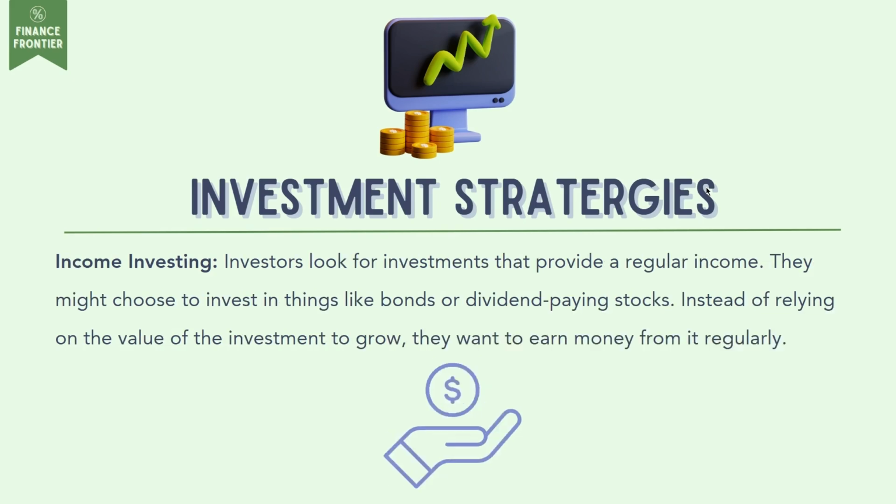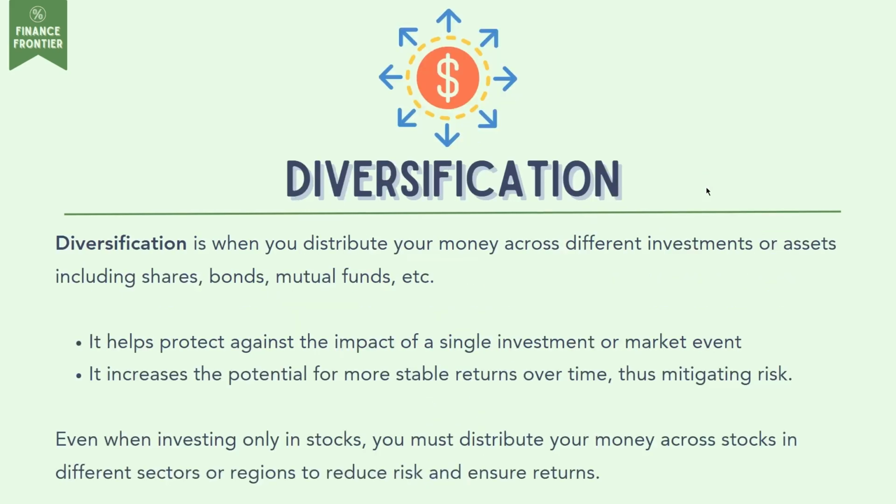Lastly, we have income investing. Investors look for investments that provide a regular income. So you might choose to invest in things like bonds or dividend-paying stocks, which again we've spoken about in our second video called the types of investments. So instead of relying on the value of the investment to grow, they want to earn money from it regularly. So they go for safer options such as bonds or dividend-paying stocks. And while these kind of investments may not result in the highest profits, they are a safe and secure investment with lower risks.